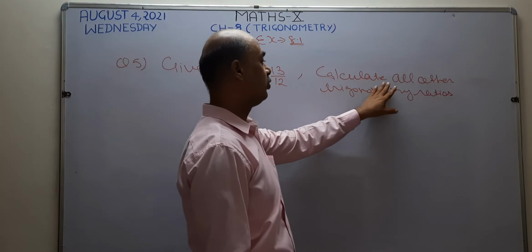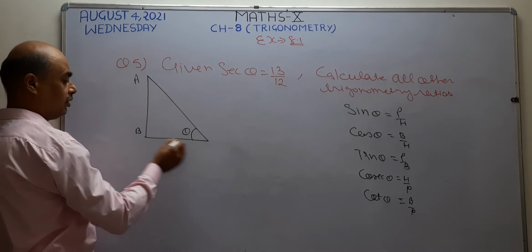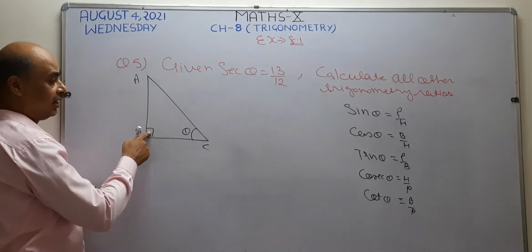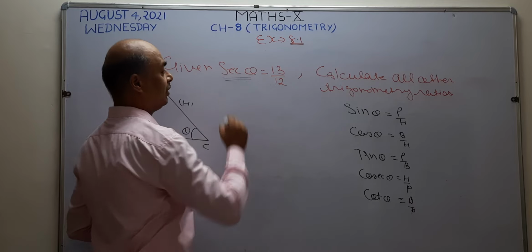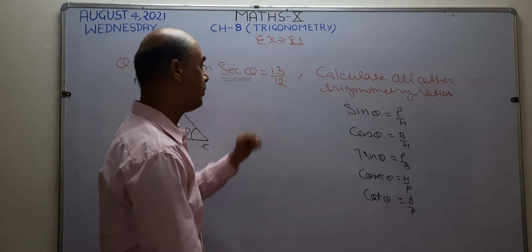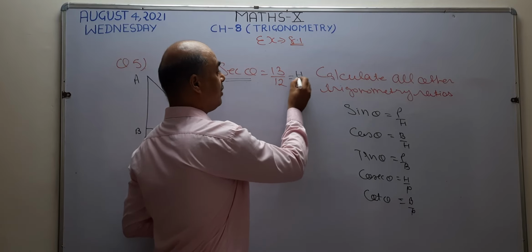Okay. For this, I am going to make one triangle. This is your right triangle. Angle theta is given. I am going to take this theta on the base. Name the triangle ABC. Suppose this is your right triangle ABC. Since this is the right angle, this becomes the hypotenuse. This is your base and this is your perpendicular, because I take theta on the base already. Now, in this question, what is given? Secant theta is given. Secant is the reciprocal of cos. Cos is B by H. So secant theta becomes H by B.